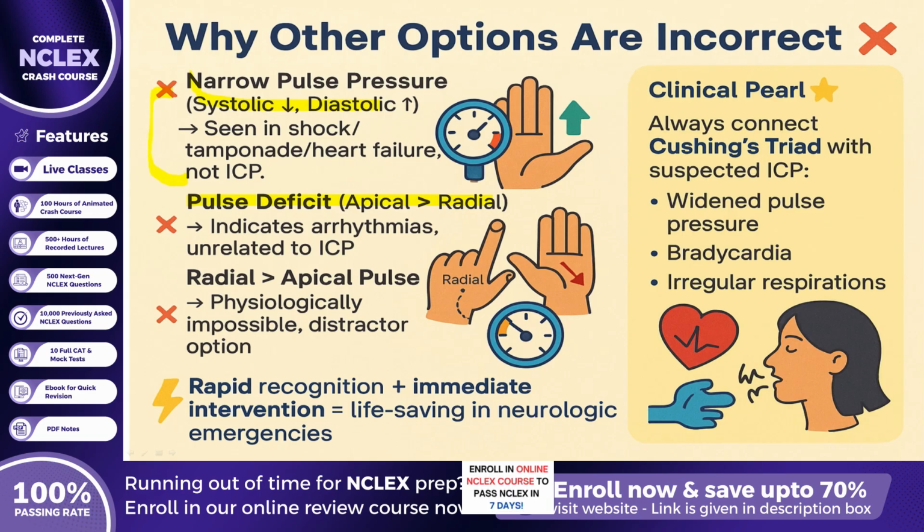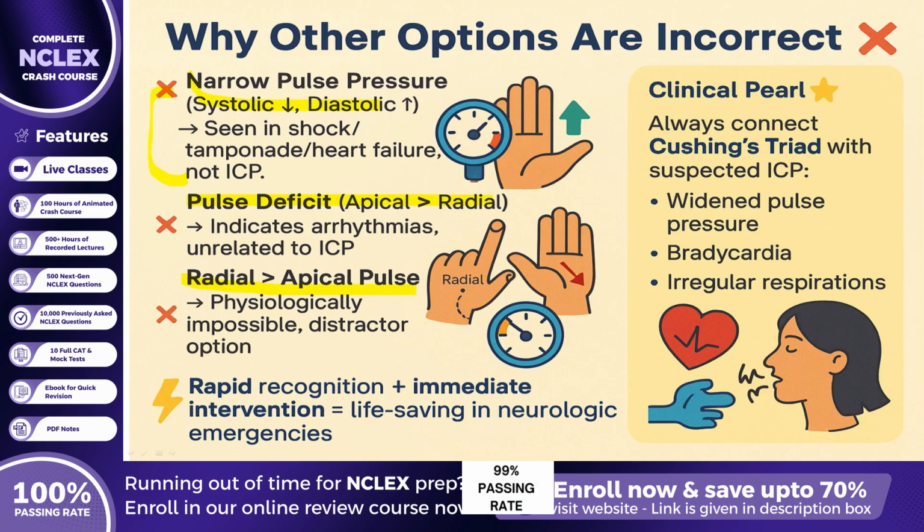Finally, the fourth option is incorrect because it is physiologically impossible for the radial pulse to exceed the apical pulse. This choice is included as a distractor to ensure the test taker recognizes its logical inconsistency. In reality, the radial rate may be less than the apical in cases of conduction defects, but never greater.